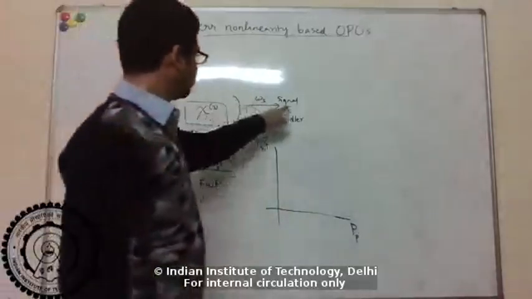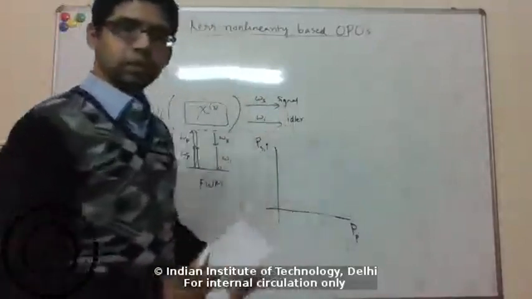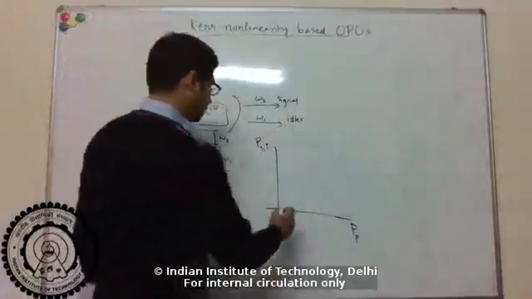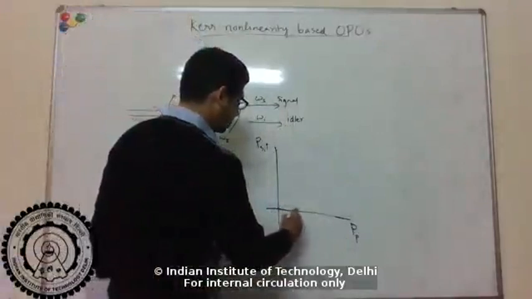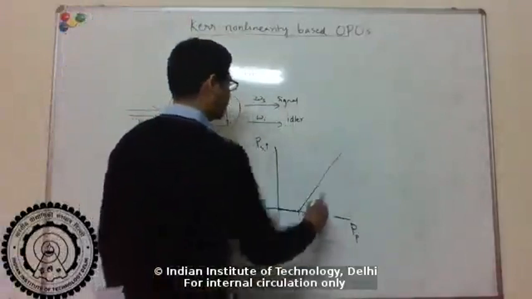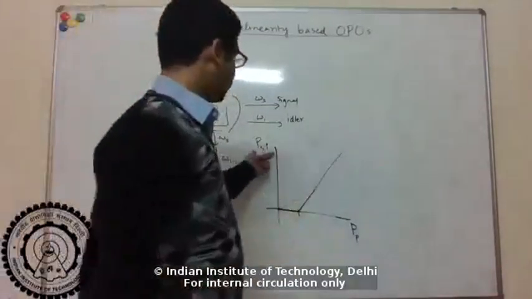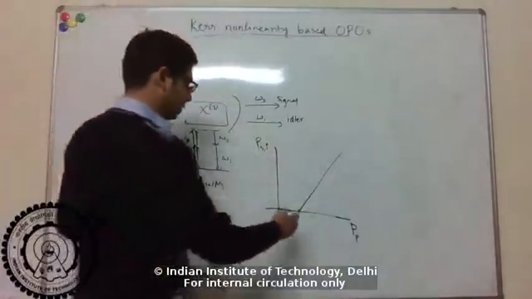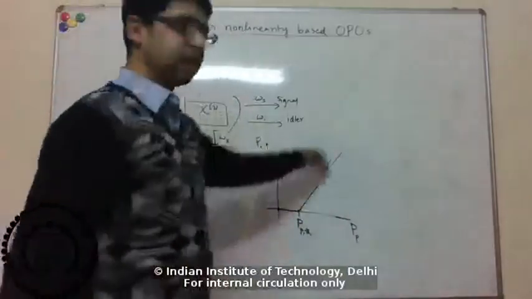So if you plot the signal and idler output power as a function of the pump power, you get this threshold kind of behavior which looks exactly like a laser. Initially, for low pump powers there is no output, right? But as soon as you cross a particular threshold, then you start getting finite power or coherent light at the signal and idler wavelengths. So this is some threshold power, just like a laser.